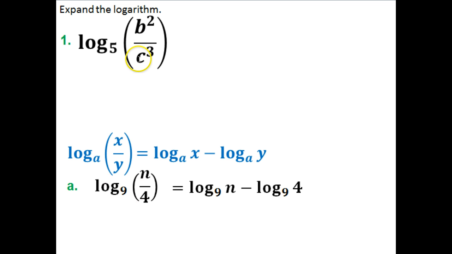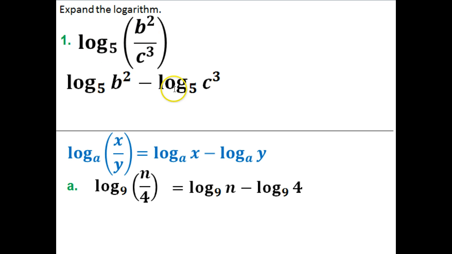So now let's use that principle and apply it up here. So I've got a b squared on top and a c cubed on bottom. So when I rewrite it, it's going to still be log base 5. It'll be log base 5 of b squared minus log base 5 of c cubed. Okay, and this is essentially the same thing that we did here. Notice how I did not change any of their exponents. We're going to do that in just a moment. But again, the division sign here means that we're going to subtract. Okay, so now that we do that, now we have to worry about these exponents here.